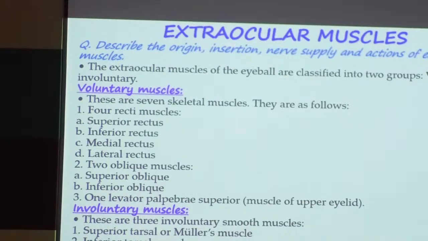So the extraocular muscles of the eyeball are classified into two groups: voluntary muscles and involuntary muscles. Voluntary muscles are 7 skeletal muscles, and these are 4 recti muscles: superior, inferior, medial, lateral rectus; 2 oblique muscles: superior oblique, inferior oblique; and 1 levator palpebrae superioris muscle, which is the muscle of the upper eyelid. Okay, so these 7 muscles are the voluntary muscles. Then involuntary muscles, there are 3 involuntary smooth muscles: the superior tarsal or Muller's muscle, inferior tarsal muscle.